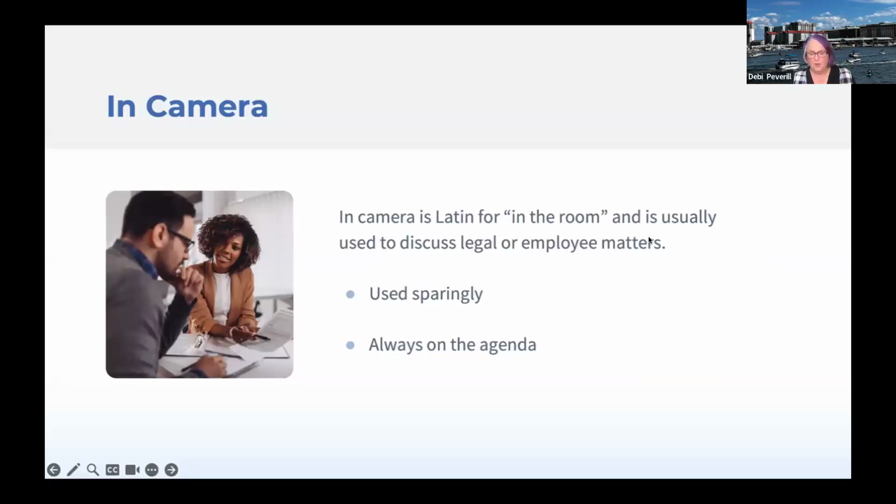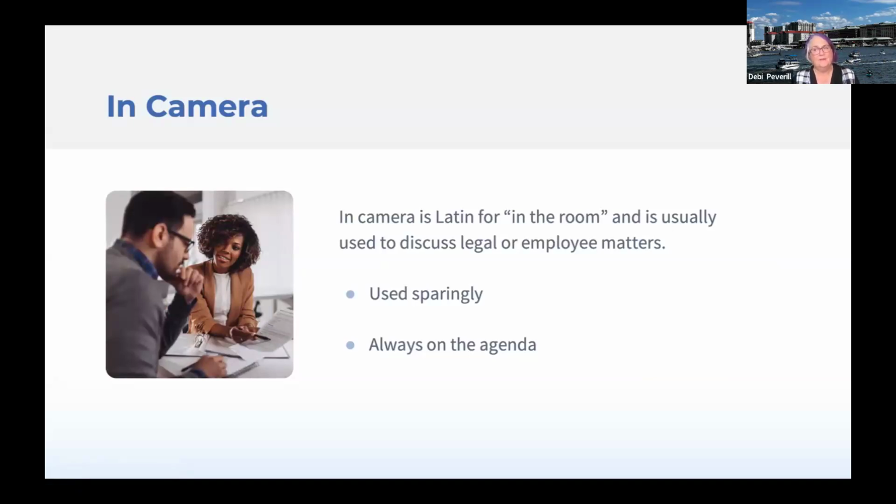In camera. So I have a couple of things to say about this. First of all, I'm saying use sparingly. You shouldn't be having all of your meetings in camera because that will make people wonder if you understand what in camera is about. Typically, we go in camera when we're talking about legal things that we don't want in the minutes that could be part of a lawsuit, or when we're talking about evaluating employees.